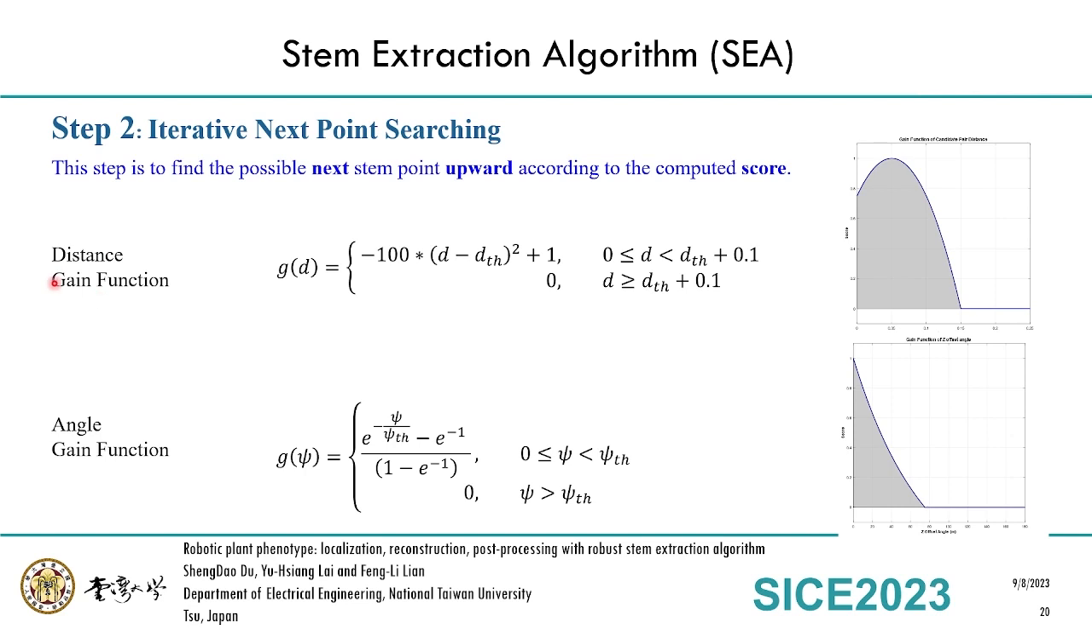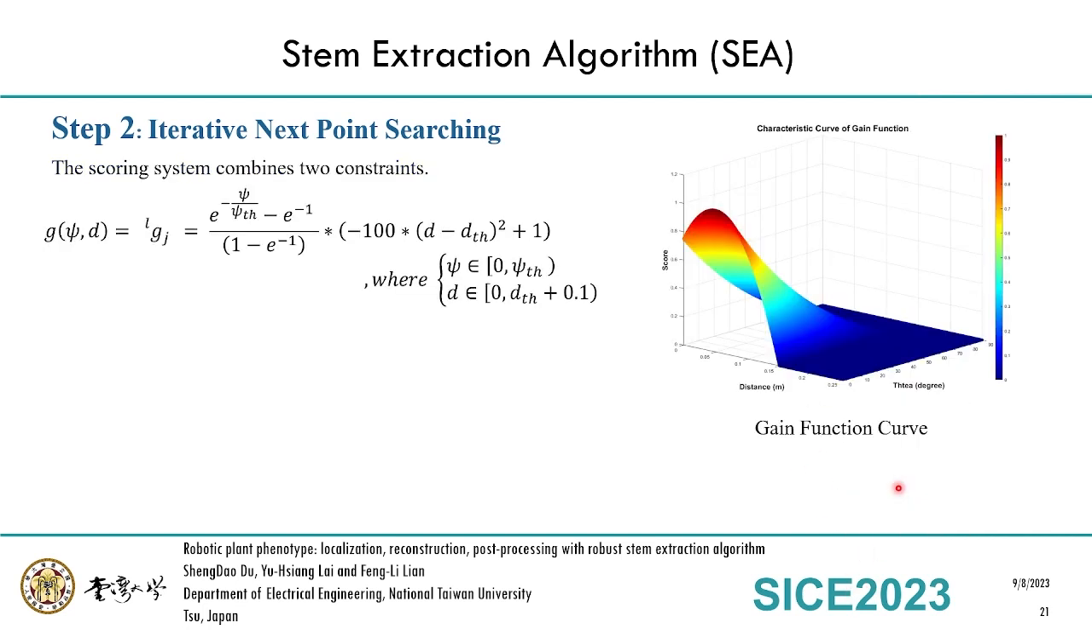For distance, we don't want to select a much distant point. It means the large distance or small distance. We want to find the intermediate distance. And for angle, because the plant is cultivated upward, we don't want this angle to be too much. So we design this activation function. Simply multiplying the two functions, we get a gain function curve here.